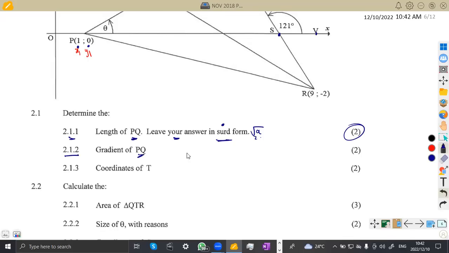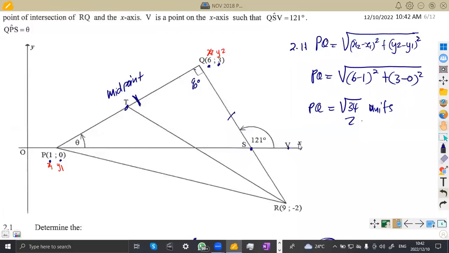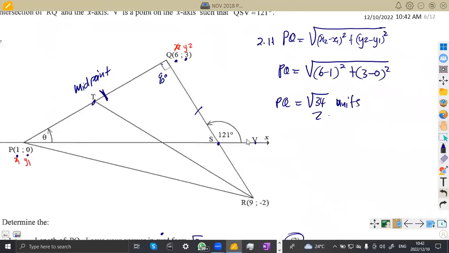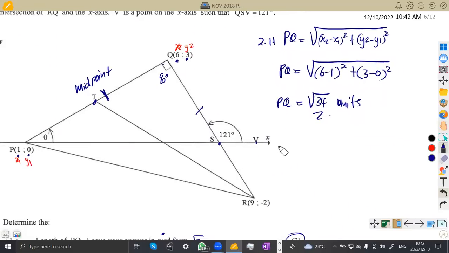2.12, the gradient of PQ. So taking note, we still have the points P and Q there. So remembering that the gradient is given as, so this is 2.12. So the gradient of PQ, that's the change in Y over the change in X. All right, so we can have it as Y2 minus Y1 over X2 minus X1, which is Y2 here. According to the layout of my points, Y2 is 3. So it's 3 minus Y1, which is 0, over X2, which is 6, and X1 is 1. So it's 6 minus 1.